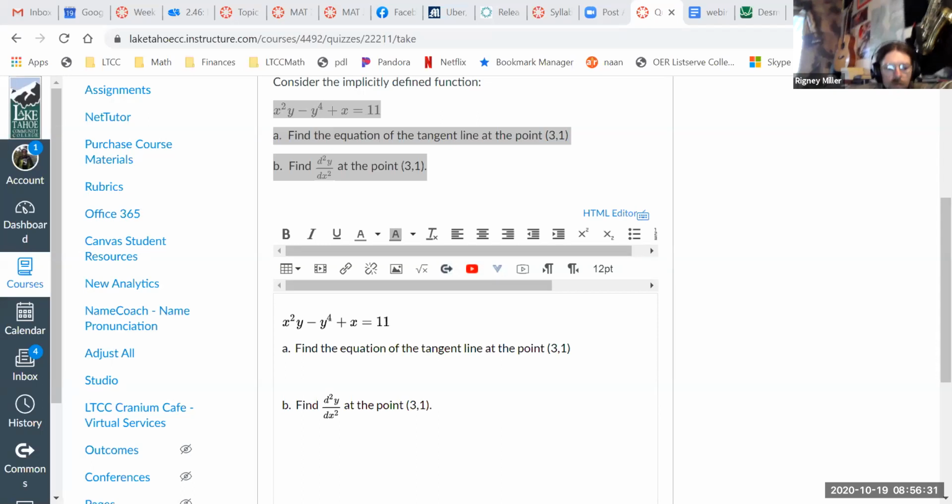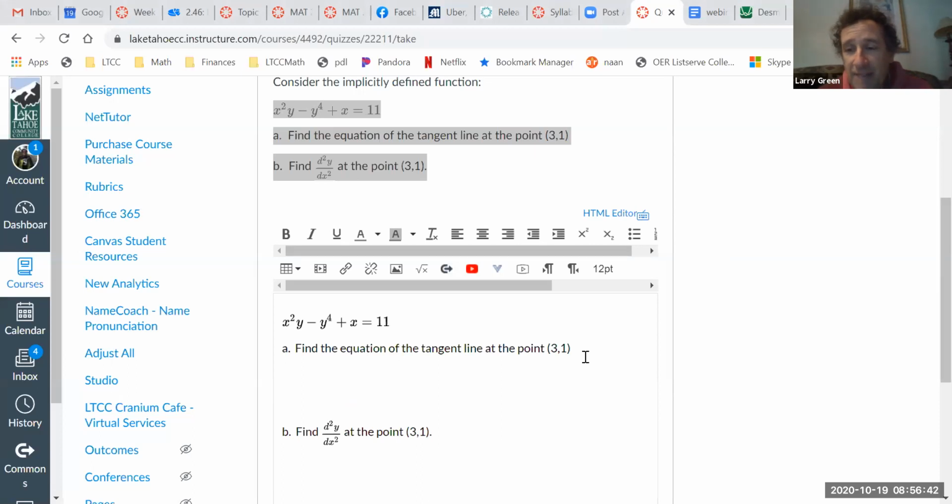Okay, so here's your quiz. And we have this x squared y minus y to the fourth plus x equals 11. And we want to find the equation of the tangent line at the point (3, 1). All right, so to find the equation of the tangent line, we need a point and a slope. And the point is given. So we just need a slope. And to find a slope, what do we need to do? You guys should all know by now, kind of the whole point of this class. Derive. Yeah, you need to take a derivative.